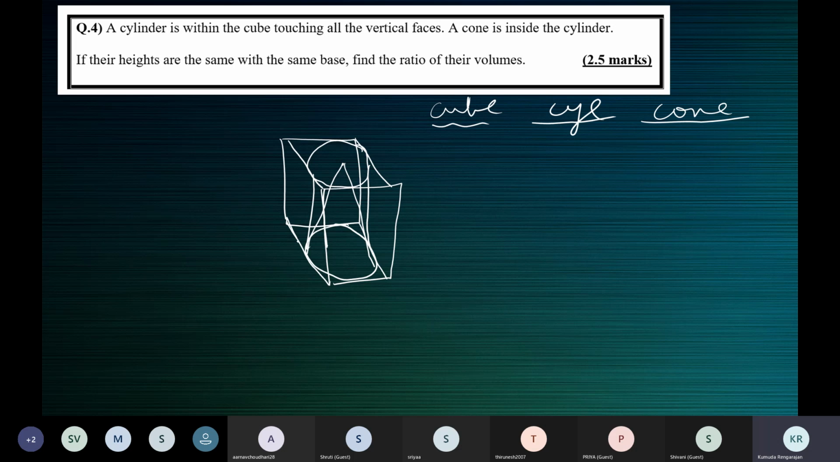Now let the edge of the cube, that's the outermost thing, be A units. Let the edge of the cube be A units. So for the cube, edge is A.